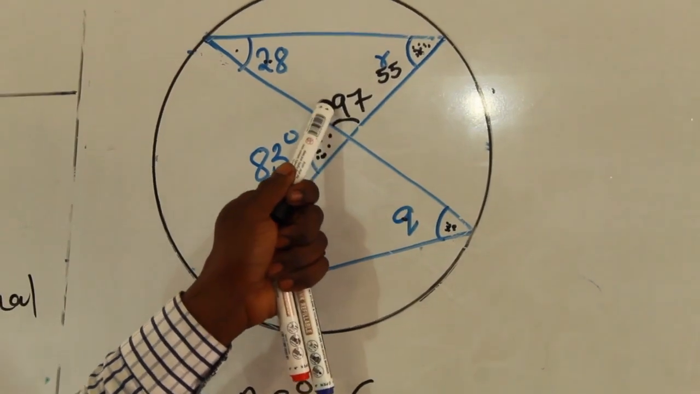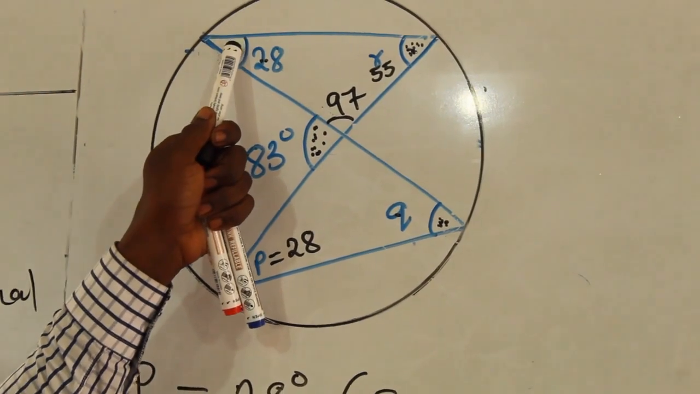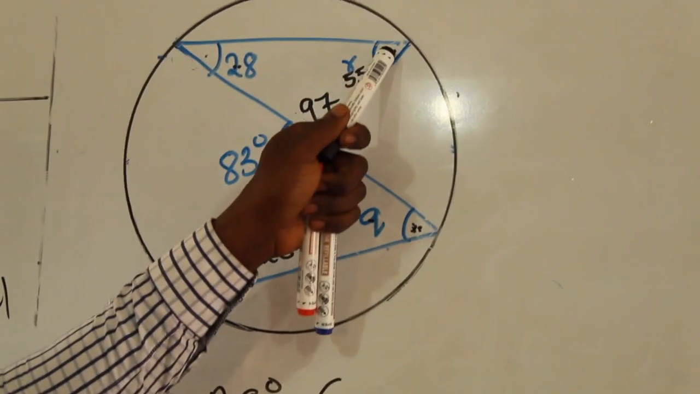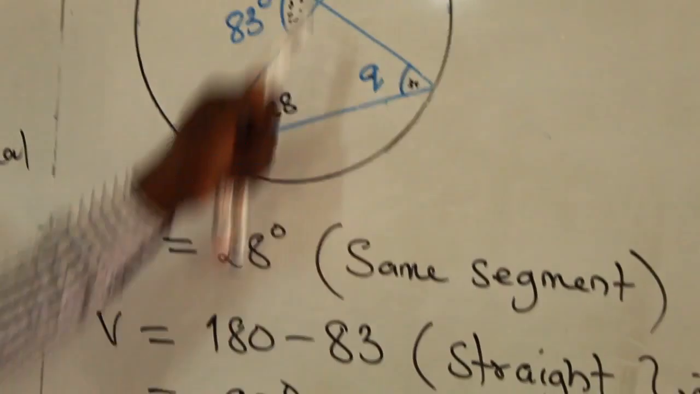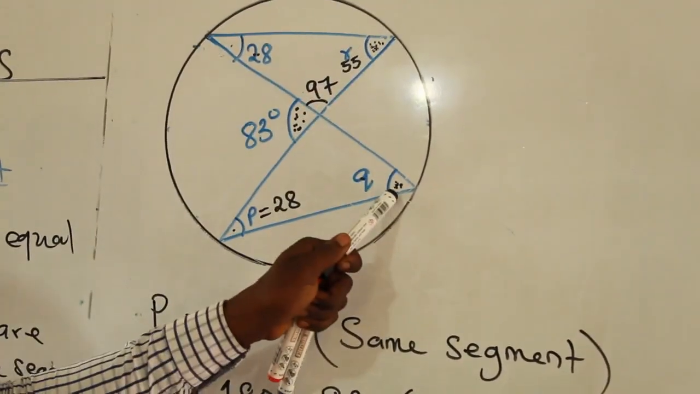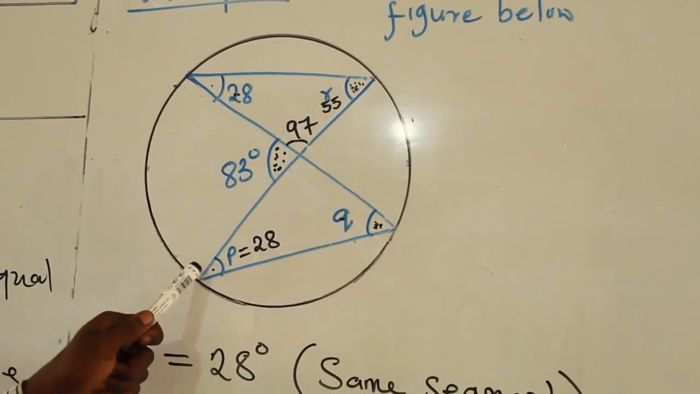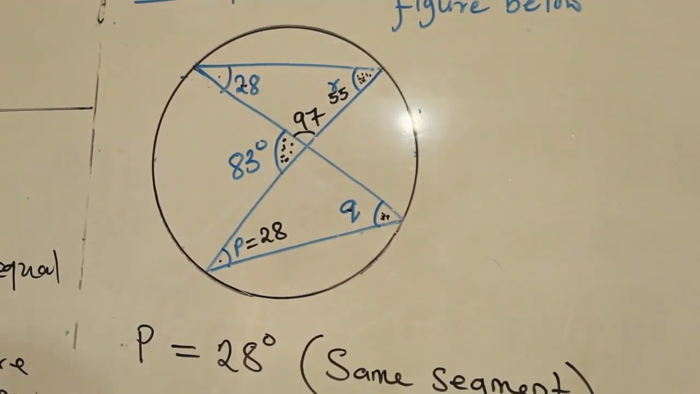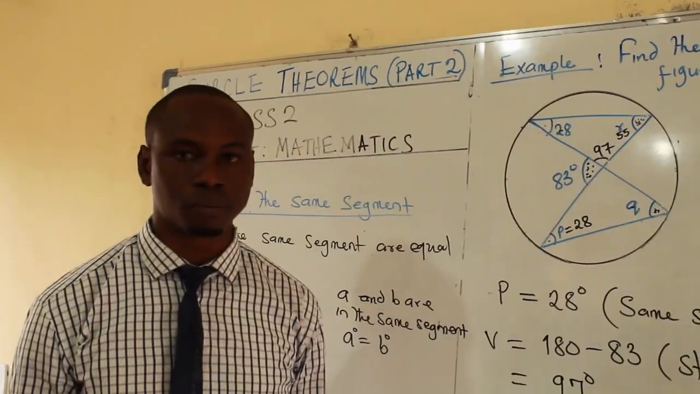When we found this part to be 97, we added it to 28 and then subtracted the result from 180, and we got R as 55. When we got R as 55, we then related it to Q, because R and Q are also in the same segment, like 28 and P. So Q became 55. And that was how we were able to find the three letters of that example.